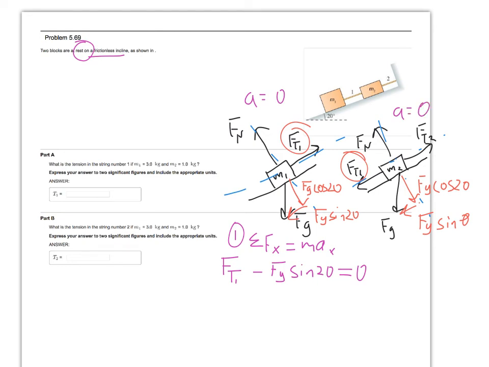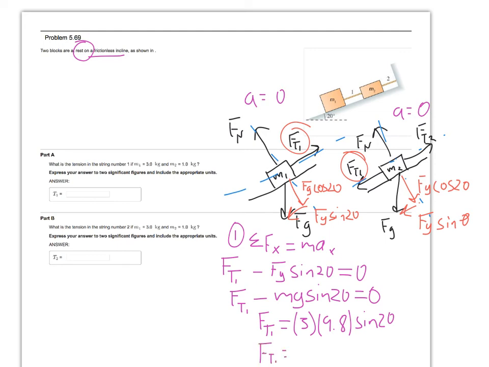So I can substitute in some of the things I know. Solving for Ft1, I know that Fg is mg, so Ft1 minus mg sine of 20 equals 0. So Ft1 equals my mass, which is 3, times 9.8 times sine of 20. Solving for that, I find that Ft1 is equal to 10.06 newtons. Answering that to 2 sig figs, we just get an answer of 10 newtons.